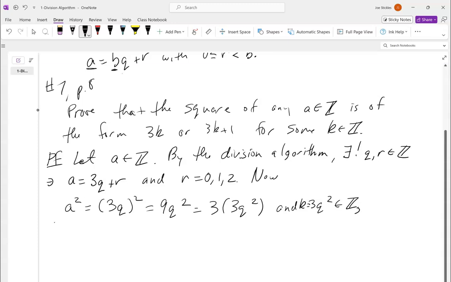That's case 1. What's the next case? What do you think we want to do? Yeah, 3Q plus 1. If I square 3Q plus 1, what do we get? Plus 6Q, yeah.